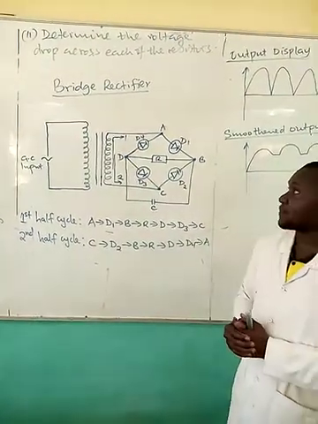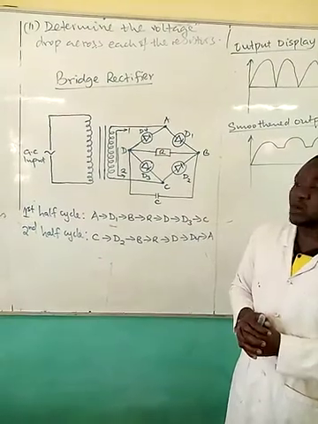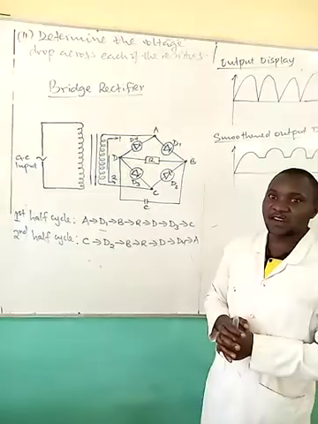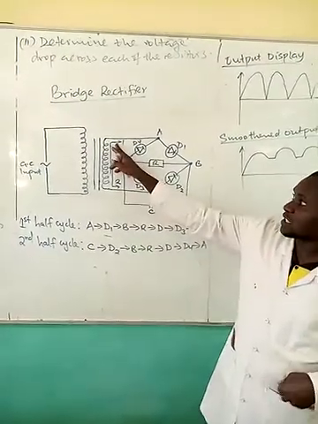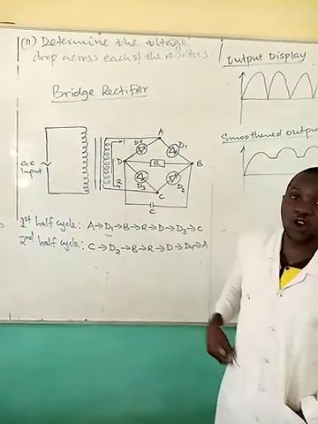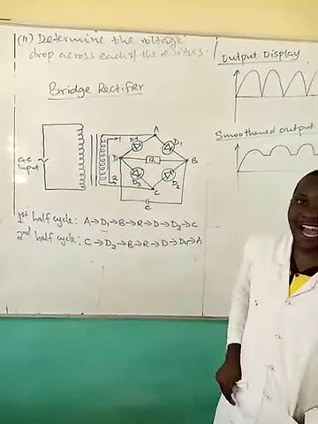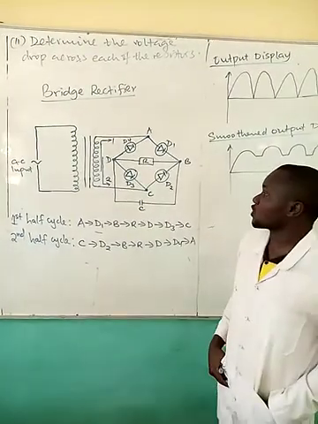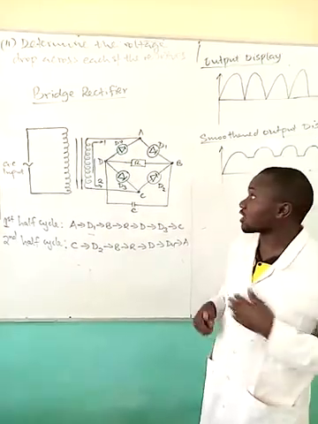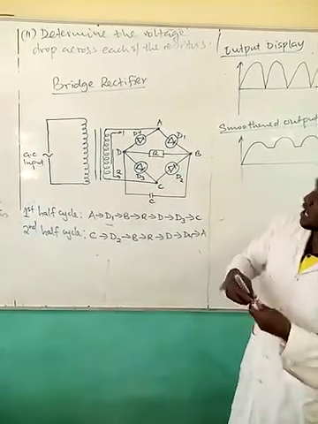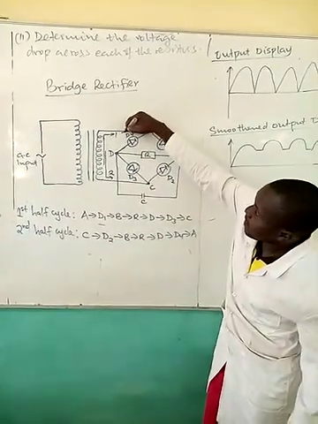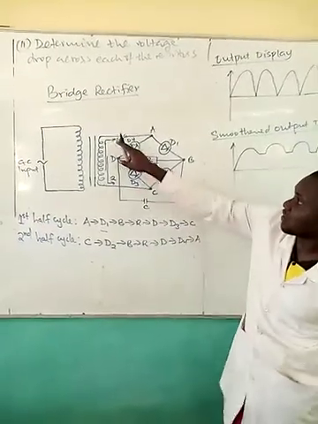These diodes, in any cycle, we'll find that two of them will be forward biased and two of them will be reverse biased. Maybe looking at the first half cycle, assuming current was to flow in the direction shown by R1, which diodes are going to be forward biased and which diodes are going to be reverse biased? Let's see. We look at it in terms of current flowing in this direction.